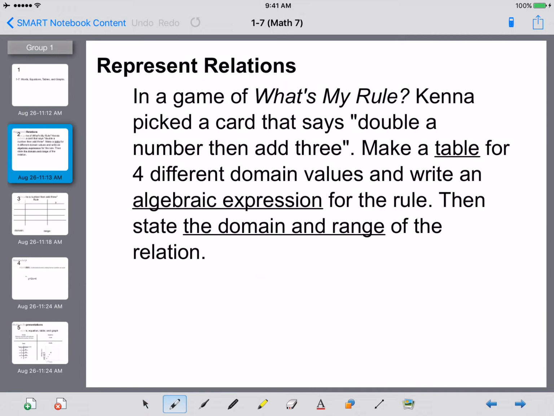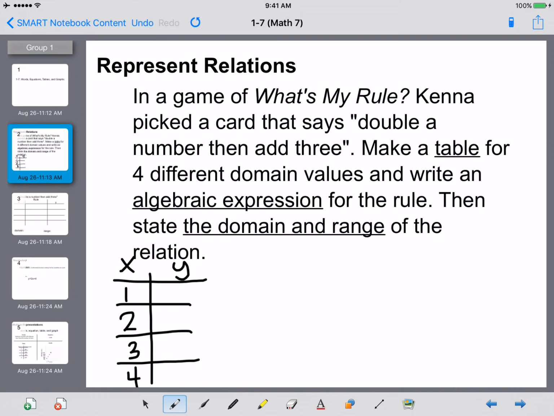So I'm going to start off with our 4 domain values. So our x's are our domain, our y's are our range. I'm just going to pick some easy ones, 1, 2, 3, and 4. So we want to double our number and then add 3. So 1 doubled is 2, add 3 to that, we get 5.